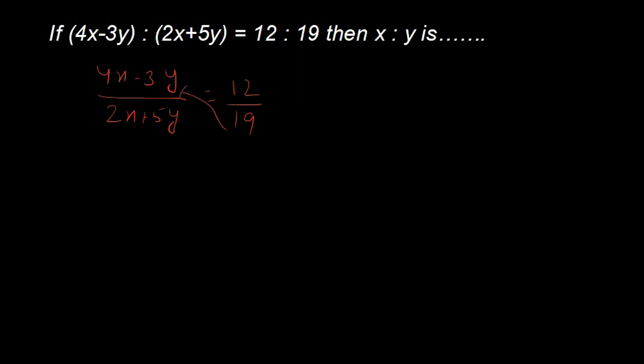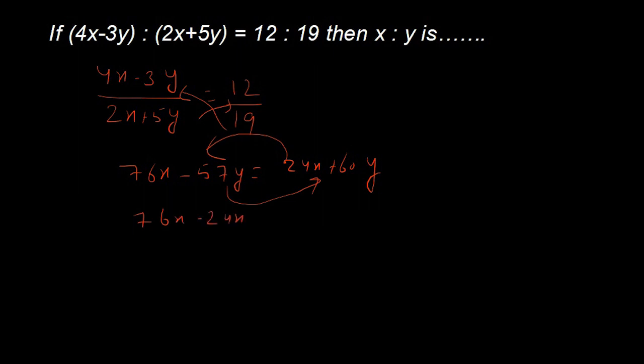Let's cross multiply. 19 fours are 76x minus 57y is equal to 12 twos are 24x plus 60y. So by transposition, 76x minus 24x equals 57y plus 60y. 76 minus 24 is going to be 52x, and 57 plus 60 is 117y.